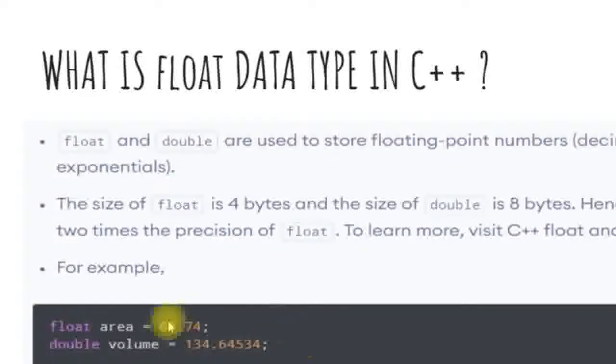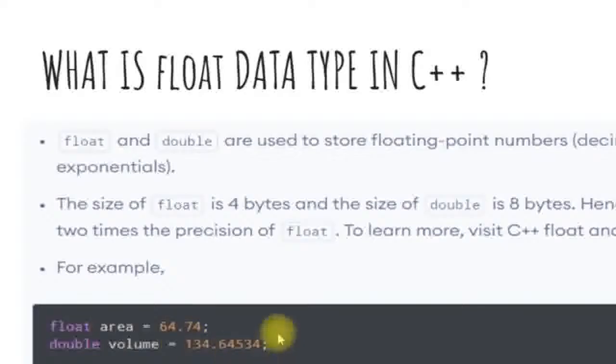Now moving on to this example, we have one more variable called float area. So the name of the variable will be area, and data type for this variable is float, and the value that we are trying to store into this variable called area is 64.74. This was for this line. Moving on to the next line, we are declaring a variable called volume, and this time we are using a double data type. So double volume is equal to 134.64.